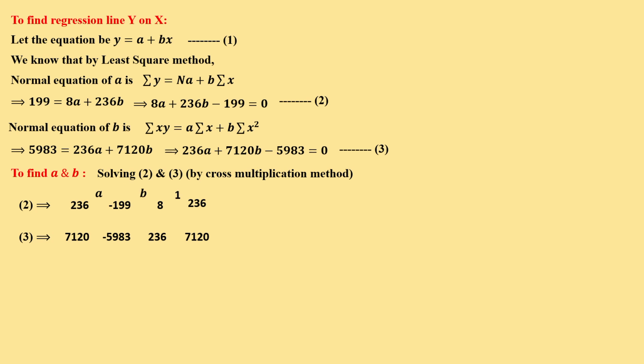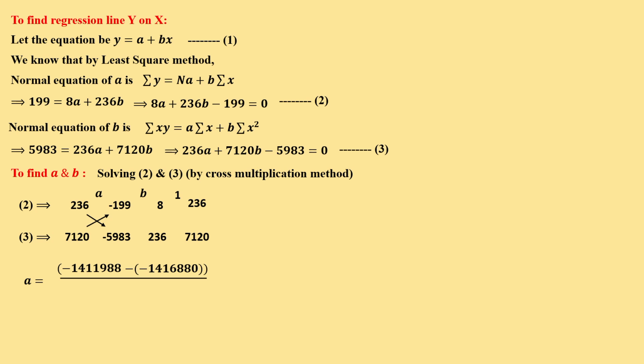So we are going to find a equal to. First you have to cross multiply the numbers under a. So 236 into minus 5983, right? Then minus of 7120 into minus 199, right? That number, whole divided by, so you have to come to the last one, 1, right?